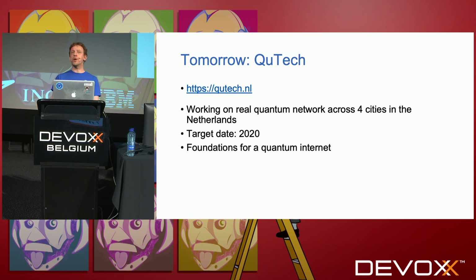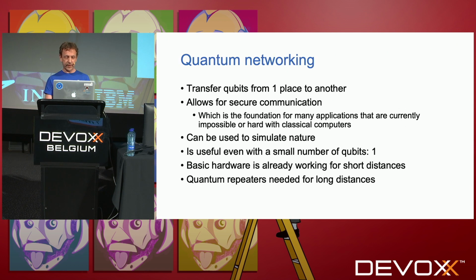But what is possible tomorrow? And that's why I want to talk about quantum networking. There are many projects that are leveraging quantum networking. One of the most interesting projects to me is what's being done in QuTech, which is an organization linked to the Delft University of Technology. There they are working on a real quantum network that will connect 4 different cities in the Netherlands. Their aim is to get this up and running in 2020, and that will lay the foundations for a real quantum internet, because they will learn from it and they will send qubits from quantum computers between those different cities.